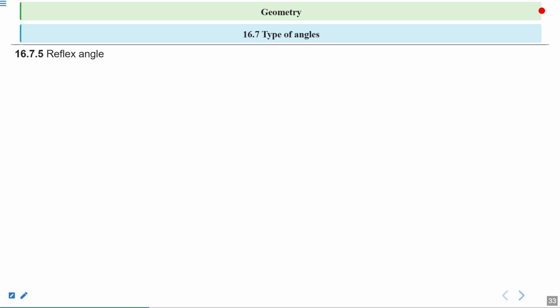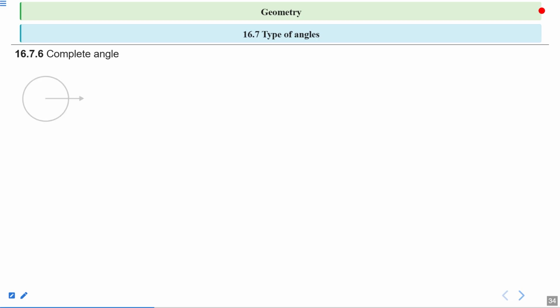Next one is reflex angle. So this is the diagram of a reflex angle. So theta will be more than 180 and less than 270. So this is the reflex angle. Theta will be more than 180 and less than 360, not 270.